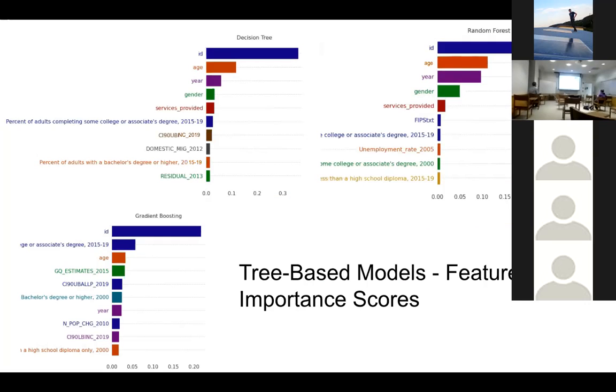So tree-based models inherently let us infer the importance of a feature, because we can compute the decrease in impurity for each feature. So basically, how clear each feature makes our prediction. This is called the Gini importance score. This is a visualization of those values.